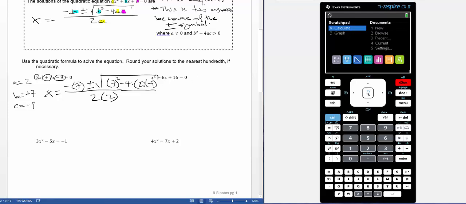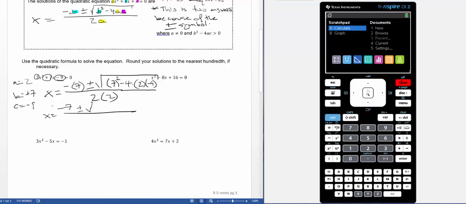What I recommend you do is you simplify each individual part as best you can. Like I'm going to figure out what minus b is, what's under this square root, and what's on the bottom. And then once I have each of those individually simplified, I'm going to type my answers in my calculator. So if I do a little bit of simplifying, minus a positive 7 is just minus 7. That one's easy.